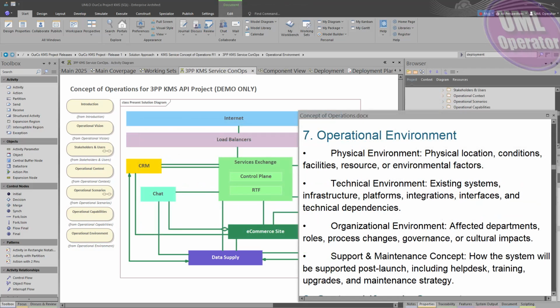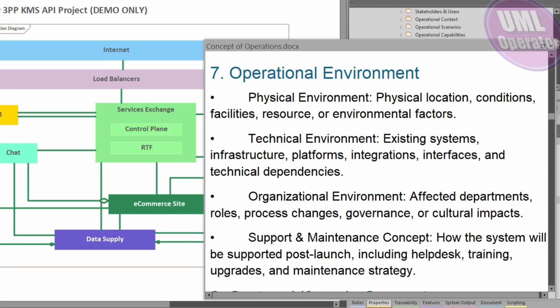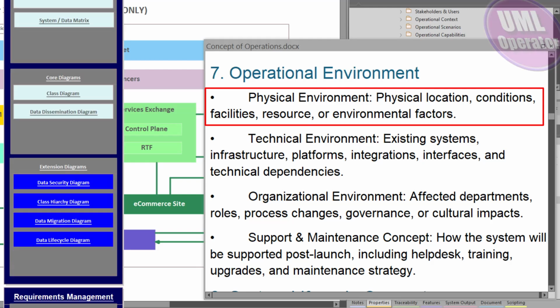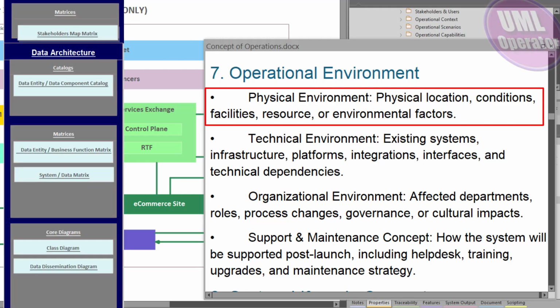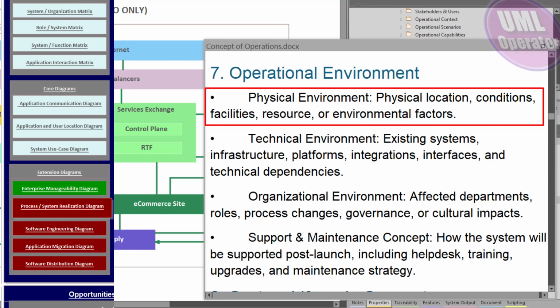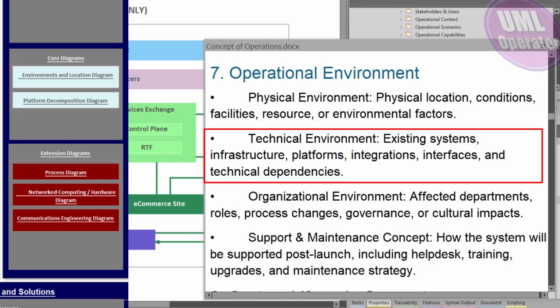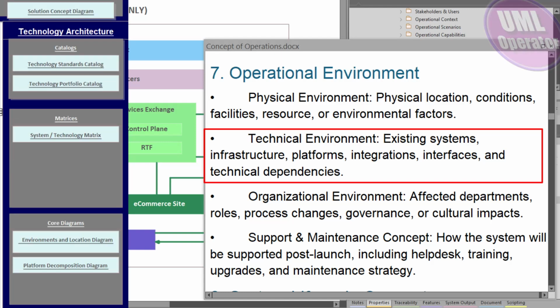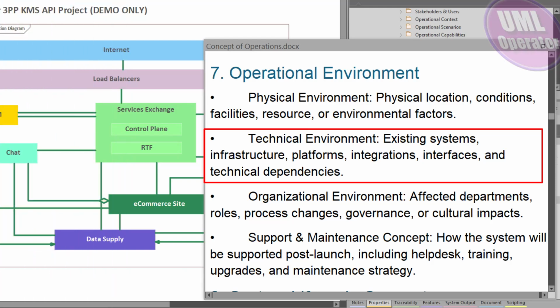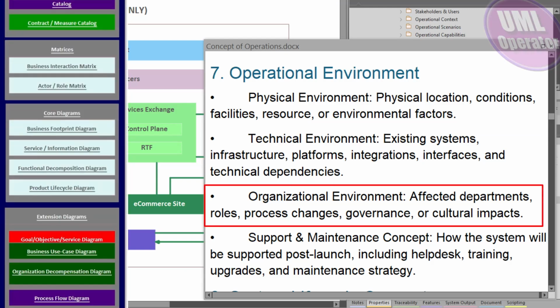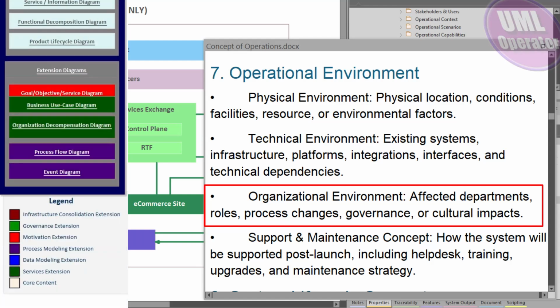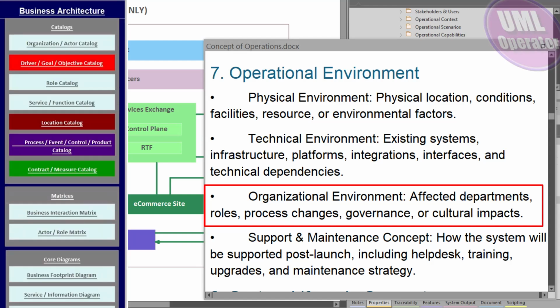The next section deals with the operational environment, and here we break out the high-level understanding of the physical environment. That's the physical location, conditions, facilities, resources, and environmental factors. We get into the technical environment. This is dealing with existing systems, infrastructure, platforms, integration, interfaces, and technical dependencies. We also get into the organizational environment. These are affected departments, roles, process changes, governance, and cultural impacts.